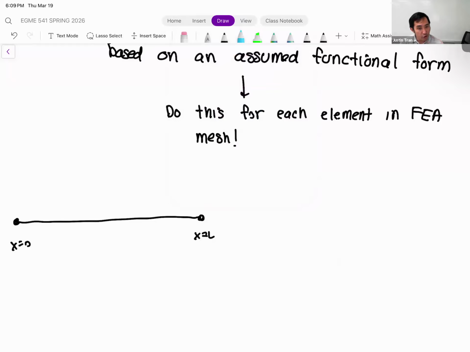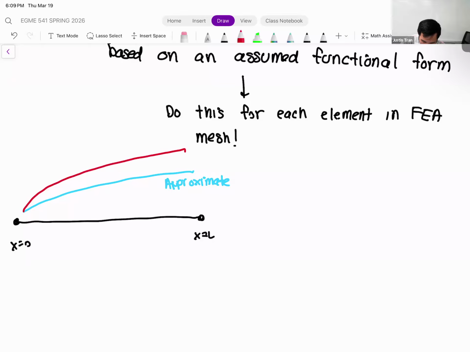If we were to take this entire domain as one domain, we can solve for an approximate solution. But because we're approximating over such a large domain, we're subjected to a lot of errors, and we just saw that. So if you compare that to the corresponding exact solution, there may be quite a bit of difference because we're approximating over such a large domain.